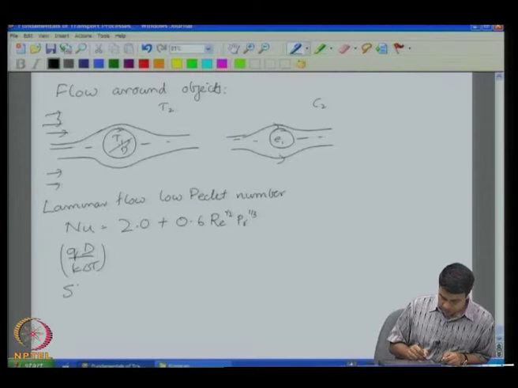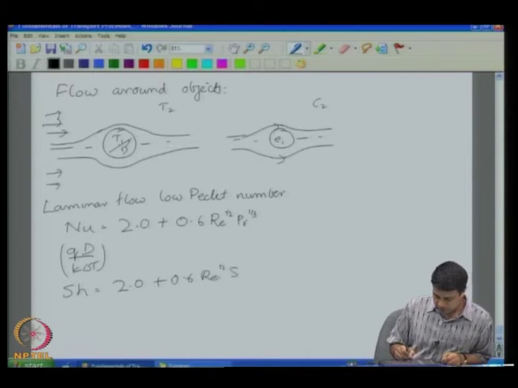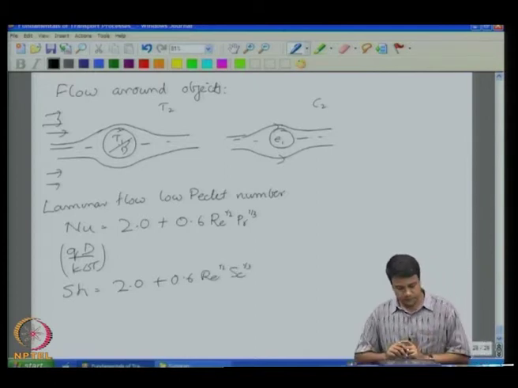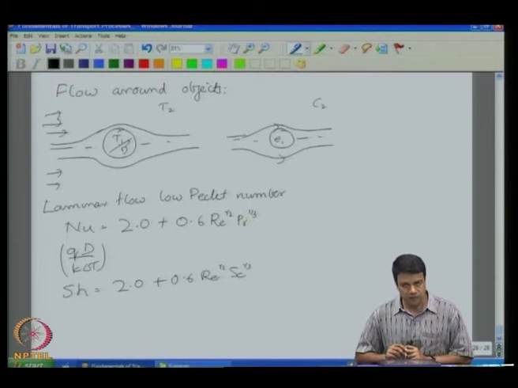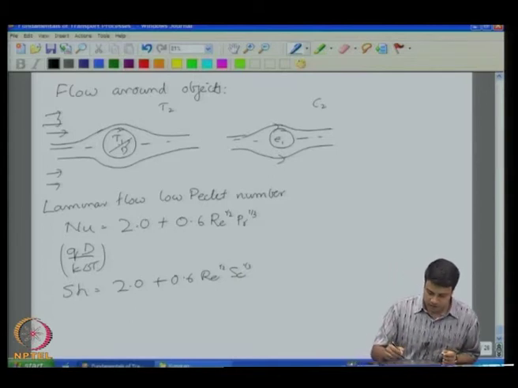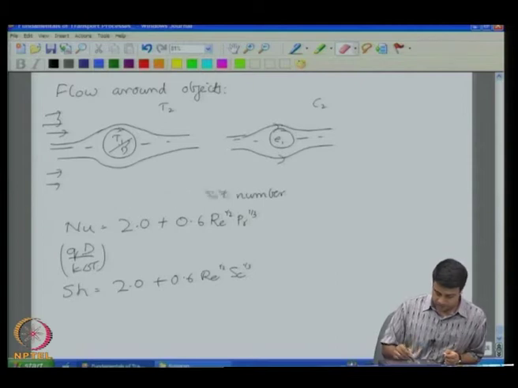Similar for mass transfer, the equivalent is 2.0 plus 0.6 Re^(1/2) Sc^(1/3). So these are the correlations for low Peclet number for laminar flow. In the limit of high Peclet number, convection is becoming important. In the limit of high Peclet number, convection is dominant, and because of that I will have different forms of correlations.